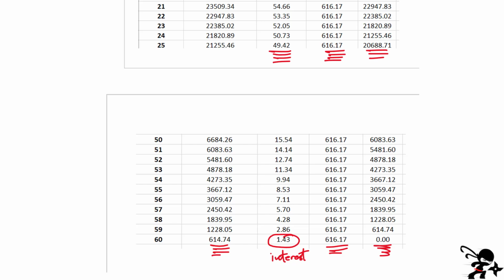Anyway, that's it for me, folks. Hopefully you found this a useful derivation, and now you know where the formula comes from.